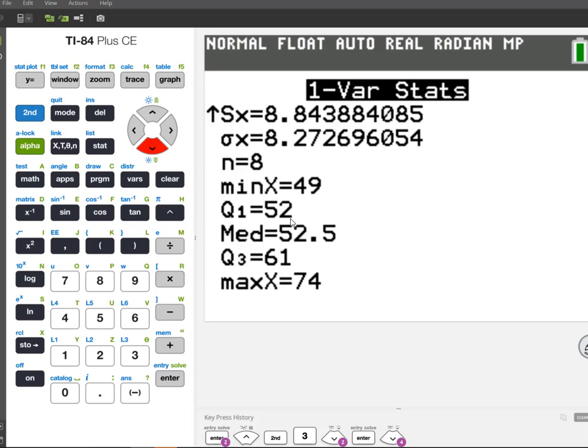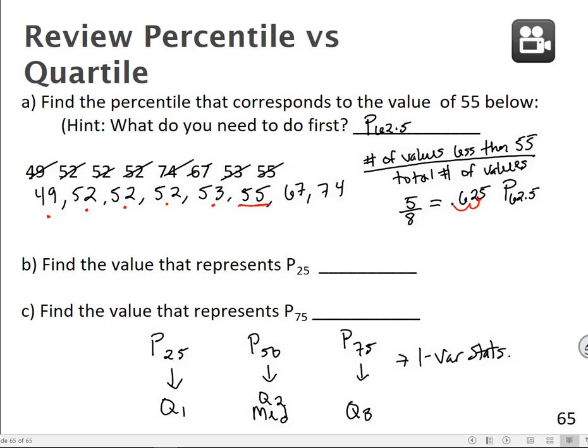Notice that my Q1 is 52 and my Q3 was 61. So this will be Q1 for P25, and then Q3 is my P75. All right. So my P25 was 52, and my P75 was 61, and you're good to go.